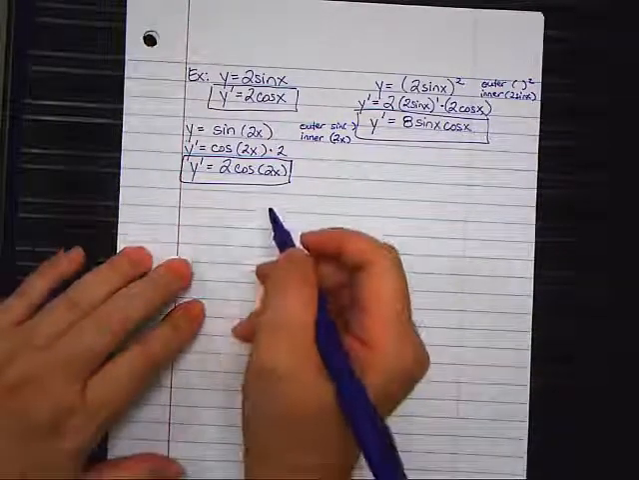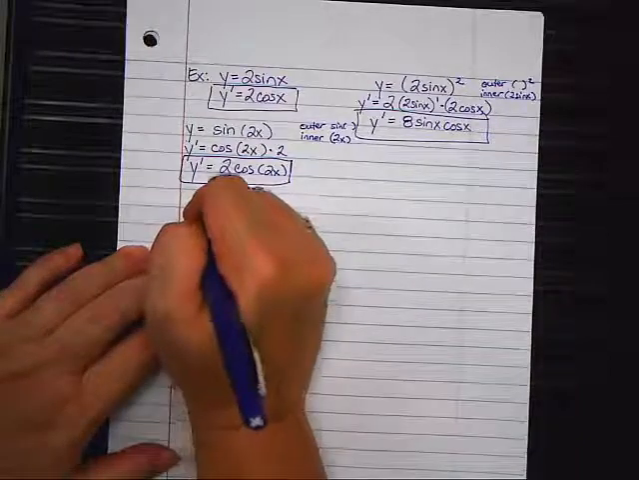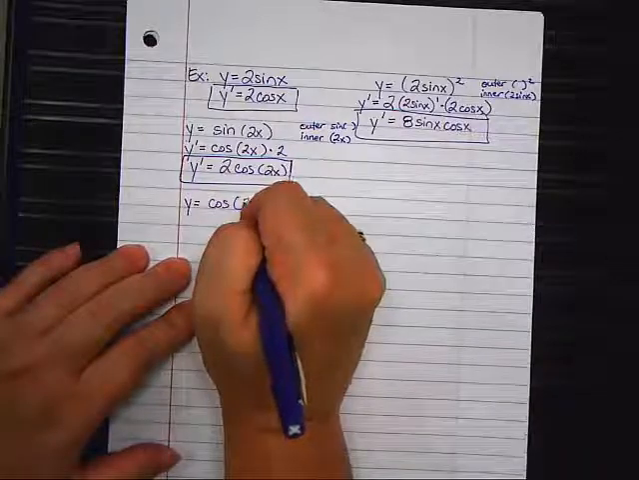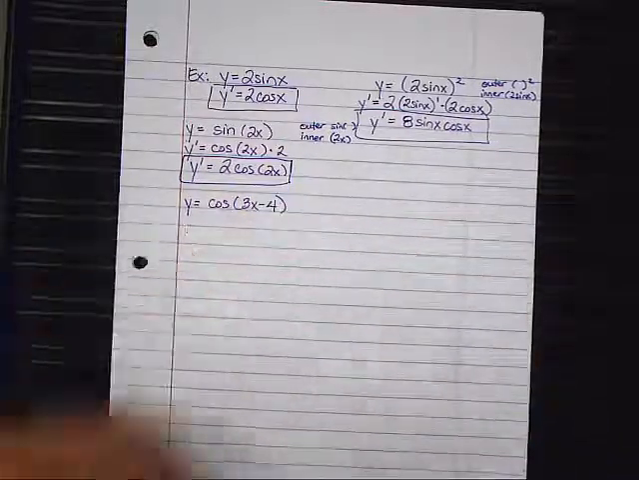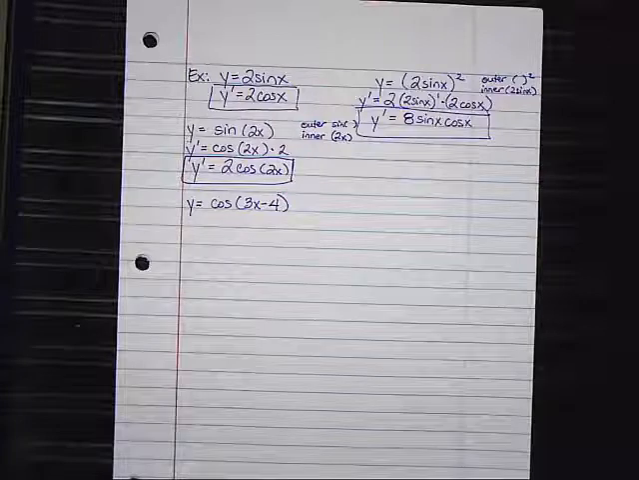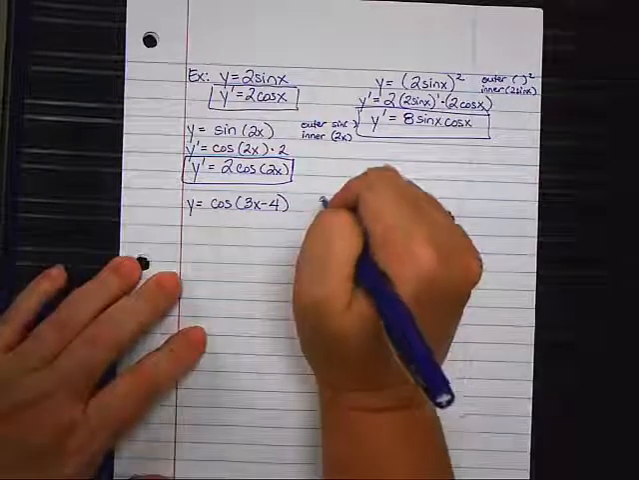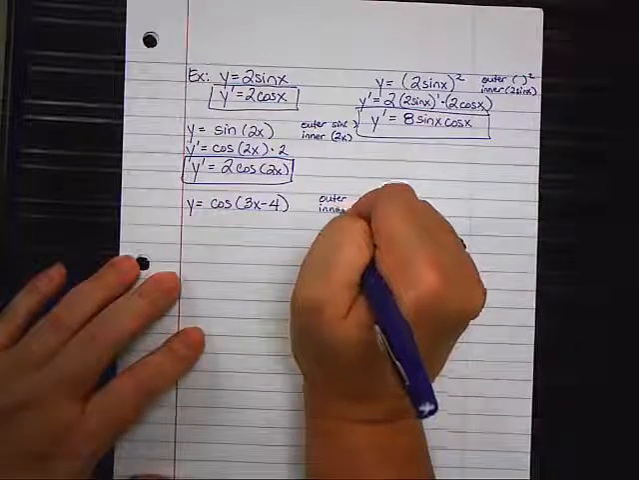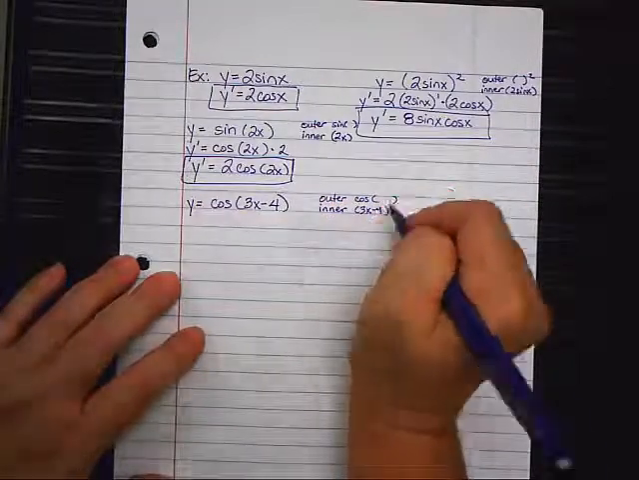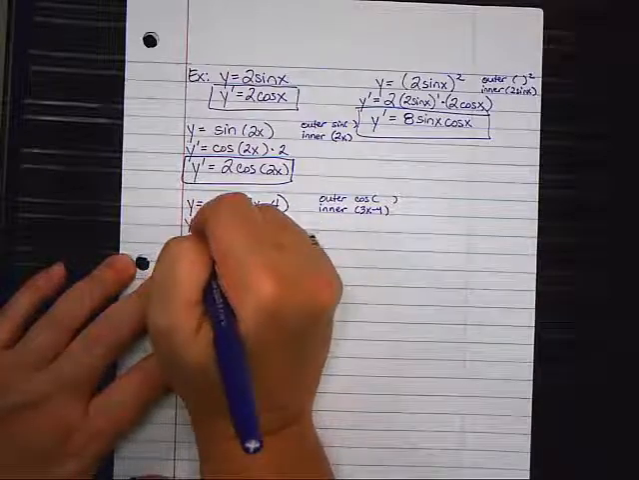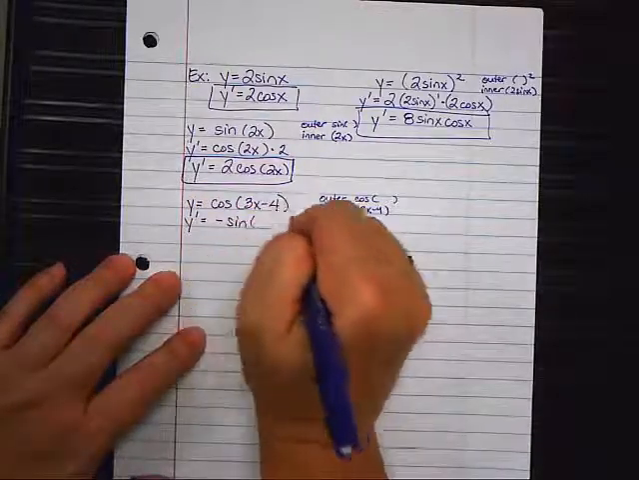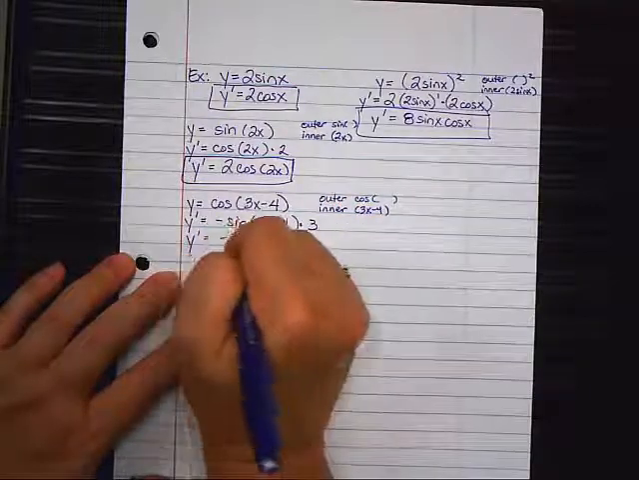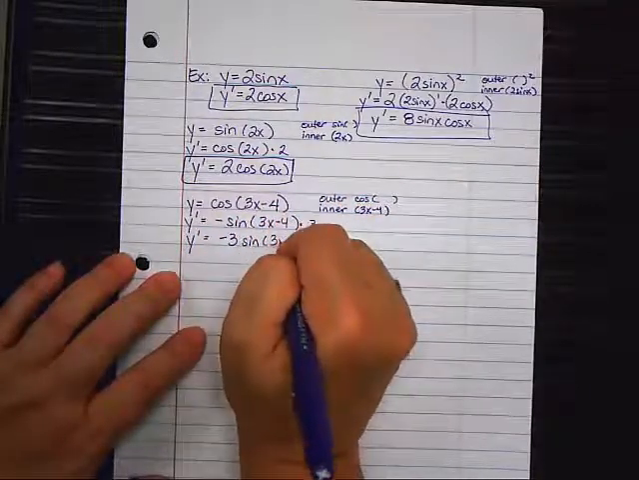All right, I'm going to give you one to try, just like it. Y equals cosine parentheses 3x minus 4. You try it. Okay, so outer is cosine, inner is 3x minus 4. So y prime equals negative sine parentheses, put in the 3x minus 4, multiply by 3. Y prime equals negative 3 sine 3x minus 4.